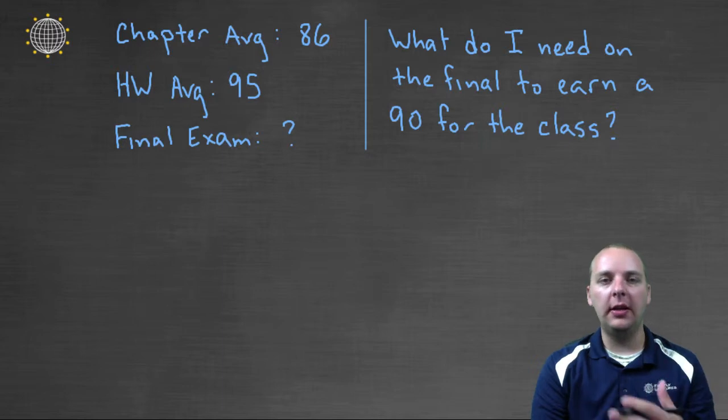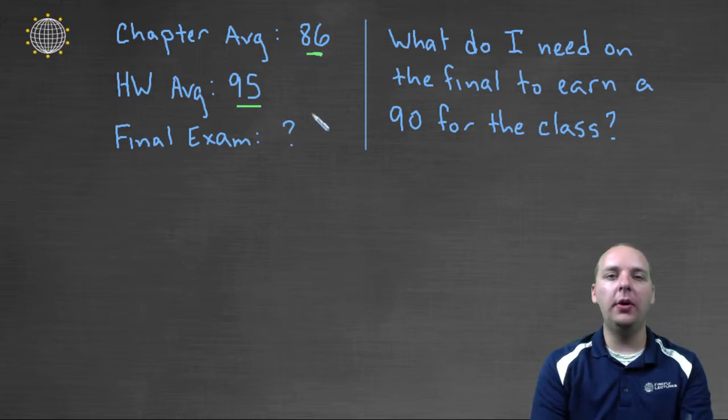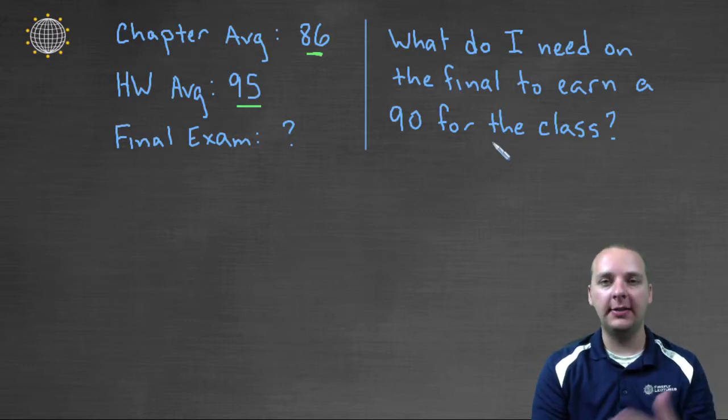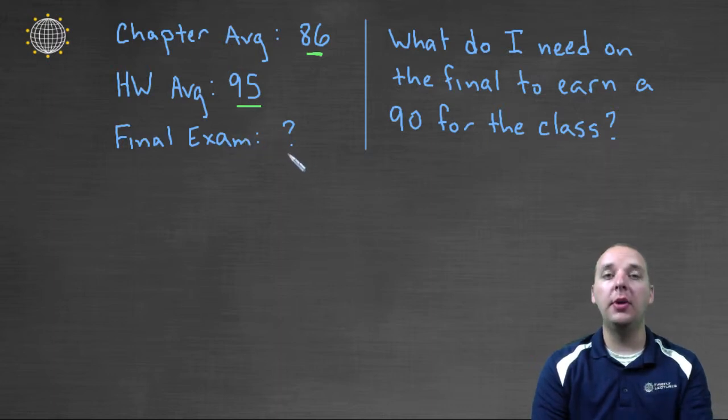So let's explain this in the context of a real example. Let's say we're in a class and we have a chapter test average of 86. We have a homework average of 95. And then we're wondering, okay, what do I need on the final exam to earn a 90 for the class? Maybe this is a college level class and a 90 is an A, as is the case with most college level classes. And we're curious what we need on the final exam.